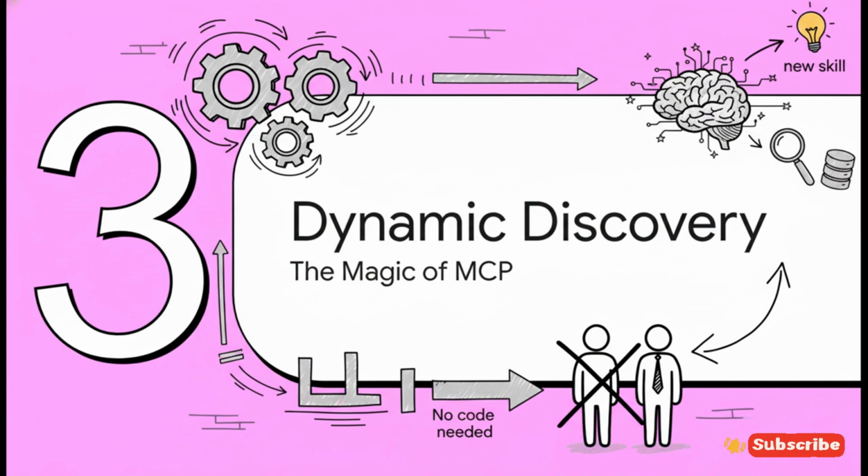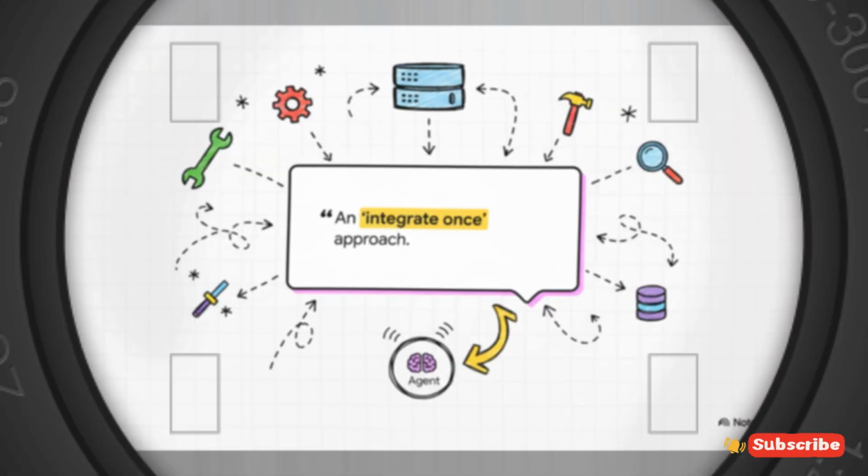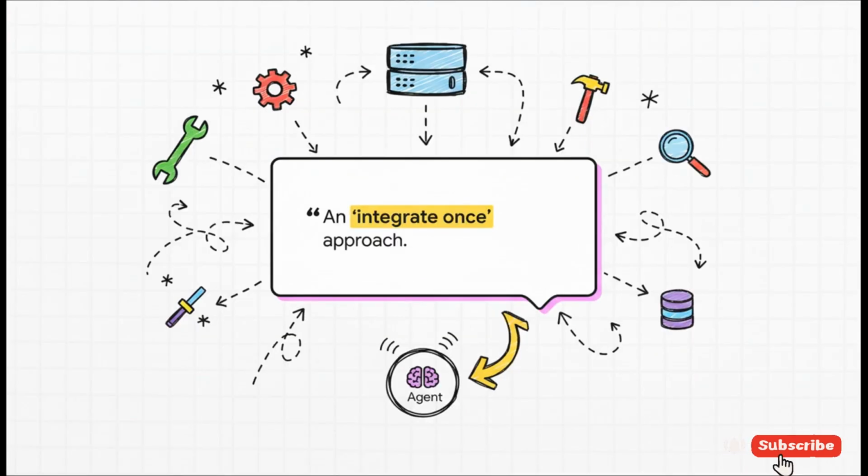And right here, this is where the real magic happens. This whole process is called dynamic discovery. And I want you to notice what didn't happen in that workflow. A developer didn't have to write any new code. They didn't have to restart or redeploy the agent. The agent literally learned a new skill on the fly. The original source material calls this an integrates once approach, and that phrase just captures the benefit perfectly. You set up this connection to the MCP server one time, and from that moment on, you can add new tools, update old ones, or even remove them on that server without ever having to touch the agent's code again. It cuts down on maintenance like you wouldn't believe.